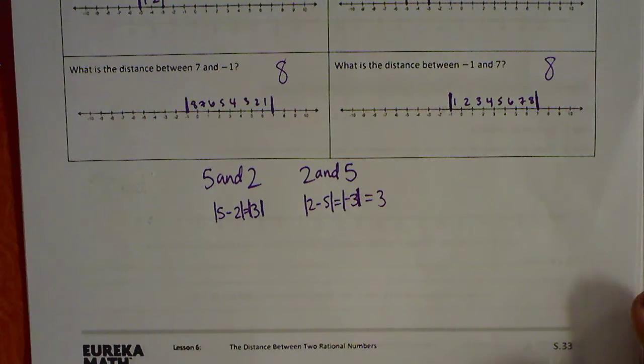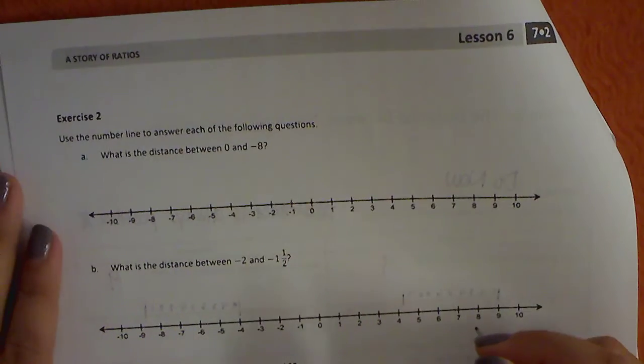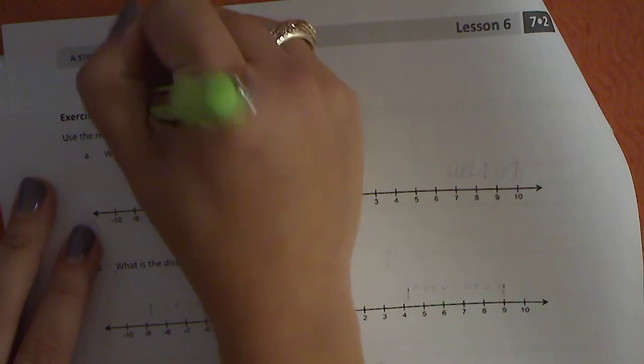We're going to do that for everything on the next page. So get that written down and flip the page. So like I just mentioned, we find distance by subtracting and taking the absolute value. We're going to write that down.